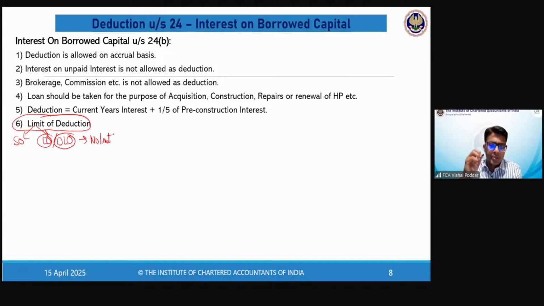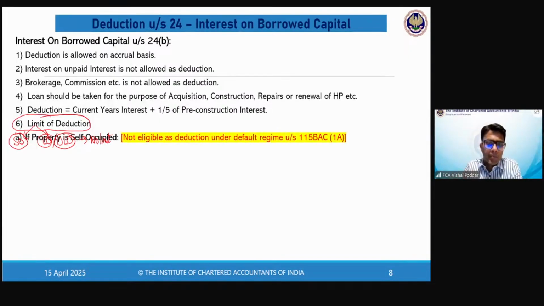So whatever is the interest which we calculated now in all those examples A, B, C, D, whatever is the amount of interest, whether it is 2 lakhs, 5 lakhs, 7 lakhs, 18 lakhs, 20 lakhs, entire interest you can take deduction in the format because there is no limit. But if your property is self-occupied, then there is some limit.